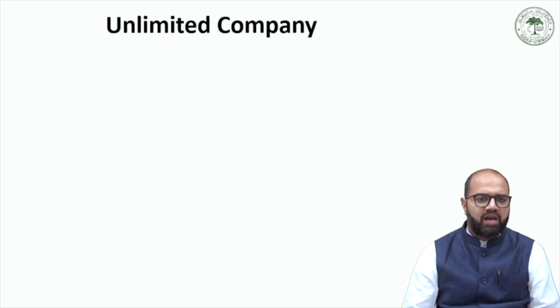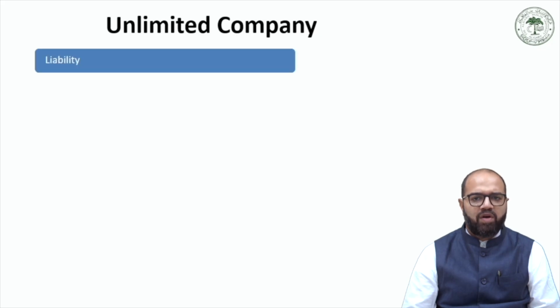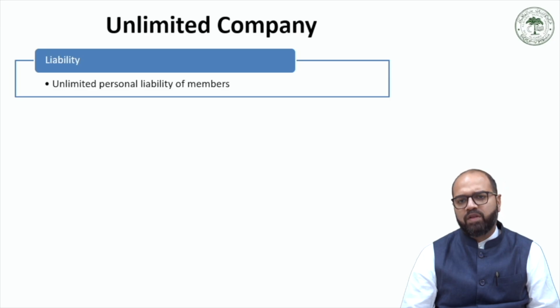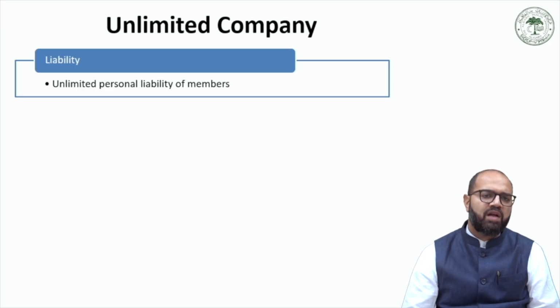Then we have an unlimited company. As already explained, unlimited liability means that the members of a company are personally responsible for all debts and obligations that are incurred by the company, irrespective of whether the company has sufficient assets to cover them. If a company with unlimited liability incurs debts or liabilities, the members' personal assets, like their home, savings, or other property, can be seized to satisfy those debts or liabilities.